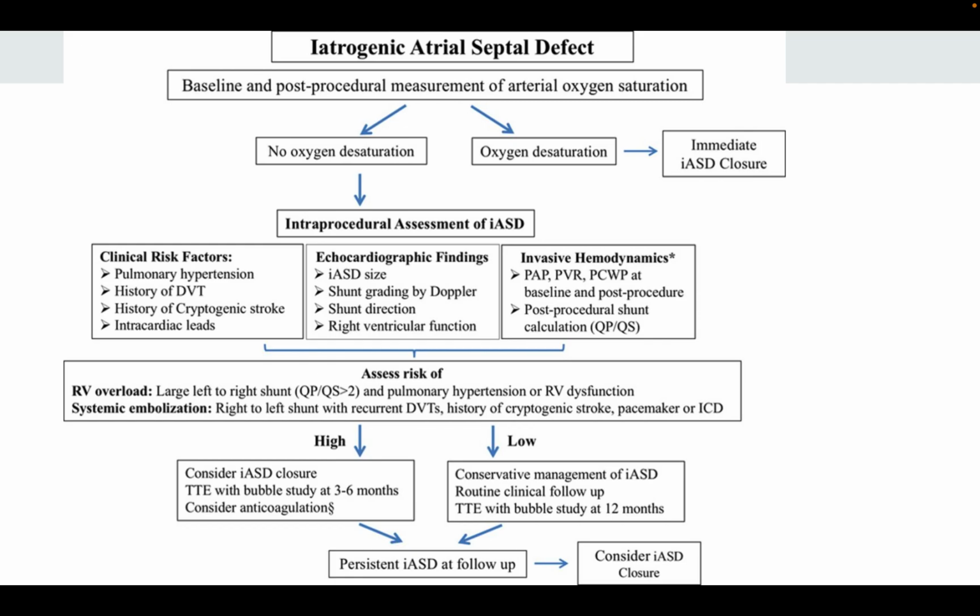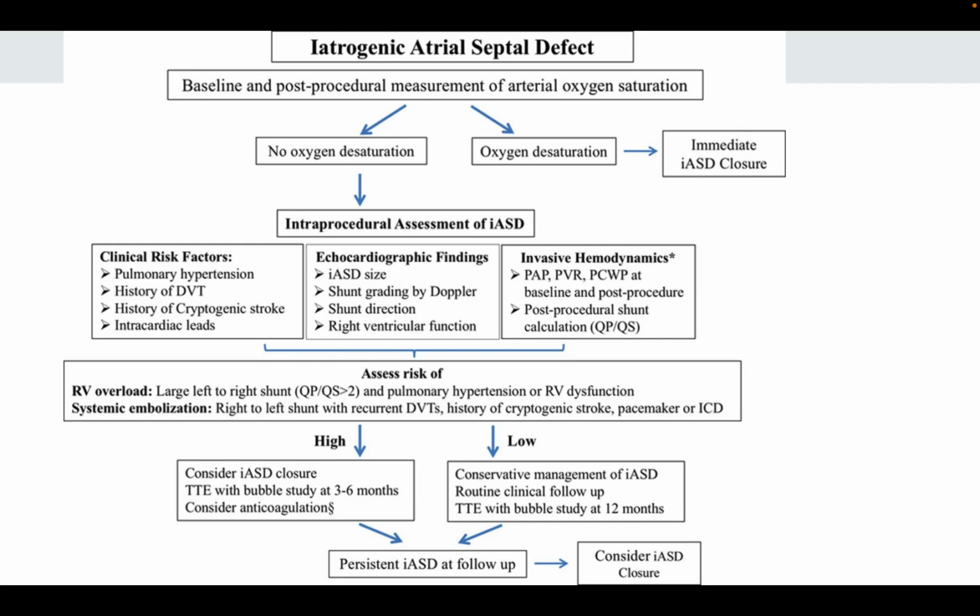And there's 3 triads of what you're looking at. First, what are the patient's risk factors for embolic phenomenon? Do they have pulmonary hypertension? Do they have a DVT, cryptogenic stroke, intracardiac leads? What you can calculate with the echo is the actual size.